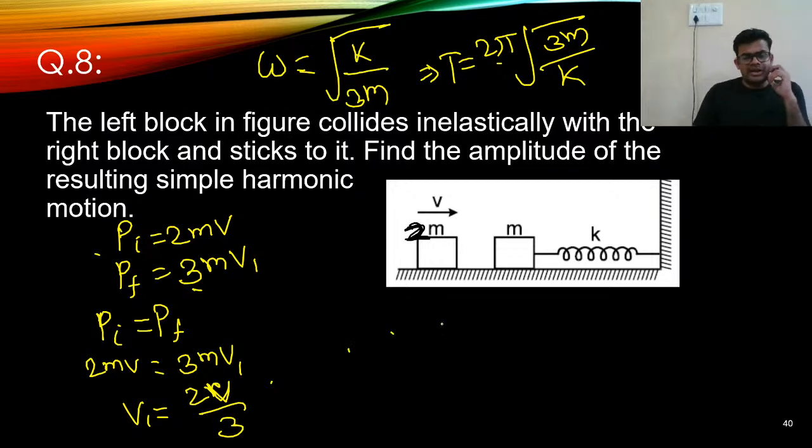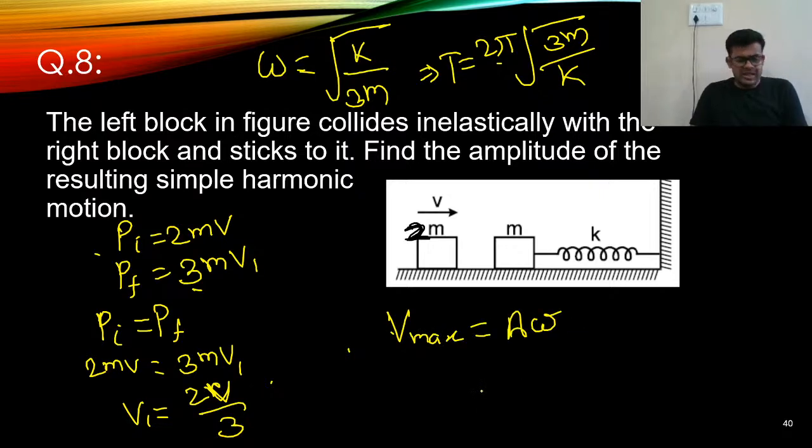Now what we need to find? We need to find the amplitude. So we all know Vmax is equal to A omega. All of you know this formula, right? So let us put the value. The value of Vmax is what? This only, that is 2V by 3. That is amplitude into omega. Omega is what? Root of K by 3m.